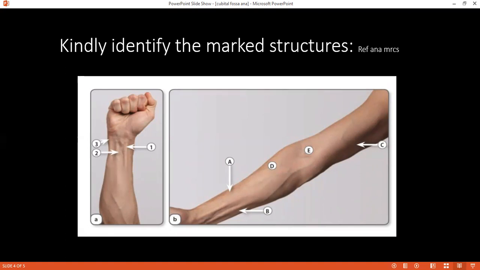Can you tell me the location or the relation of the ulnar artery and ulnar nerve at the wrist? Which one is medial and which one is lateral? The ulnar nerve is situated medially to the ulnar artery.